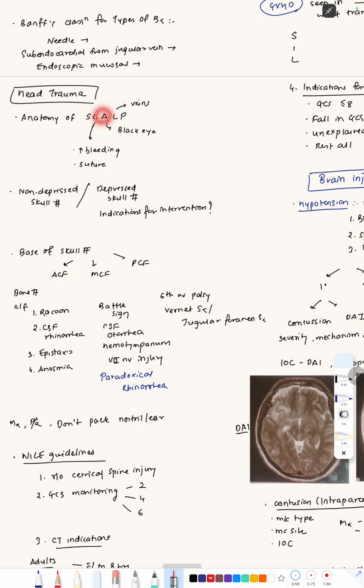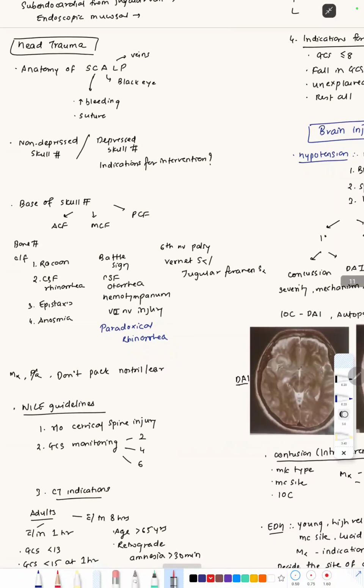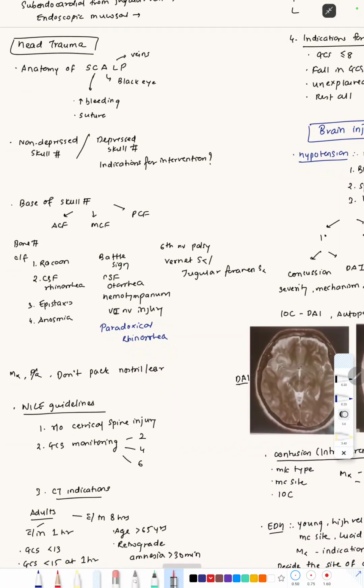Then next is the aponeurotic layer. Subaponeurotic bleeding can lead to a black eye. Then there is loose areolar tissue, which consists of the emissary veins that can lead to cavernous sinus thrombosis, and P is the periosteum. Then there are two types of skull fractures: non-depressed skull fracture and depressed skull fracture. In non-depressed skull fracture, conservative management is required. In depressed skull fracture, surgical elevation is required.